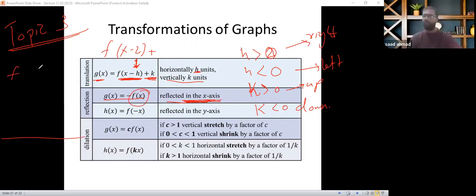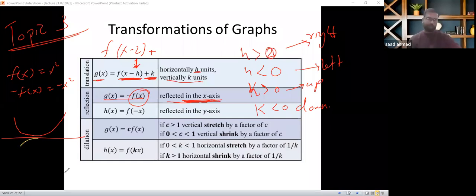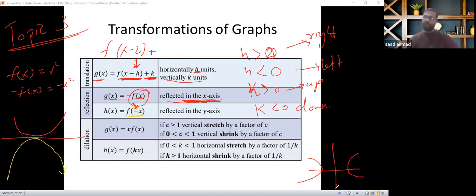Let's say we have the function f of x equals x squared. If we multiply it by a negative, negative f of x will be equal to negative x squared. So f of x looks like this, but the negative of f of x will look like this. It will be reflected over the x-axis. But if you put the negative inside, replacing x by negative x, then it will be reflected across the y-axis. Let's say the function was like this, then it becomes reflected over the y-axis, something like that.